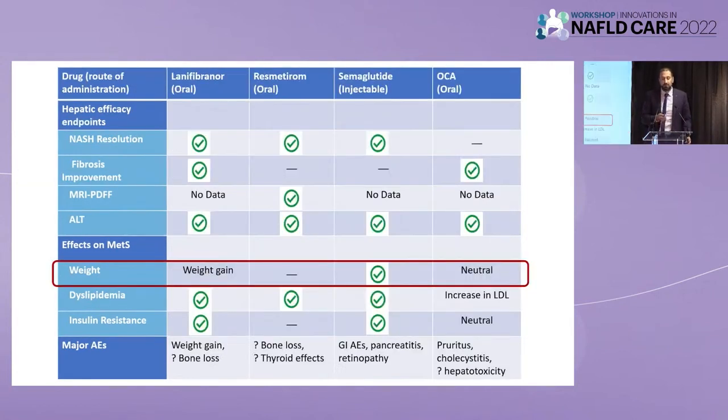And this is how we utilize this NASH score card to evaluate different drugs. Here I'm listing a few drugs in phase 3 trials in terms of the liver outcomes, the metabolic syndrome outcomes, and adverse events.